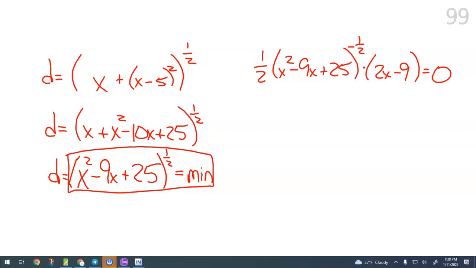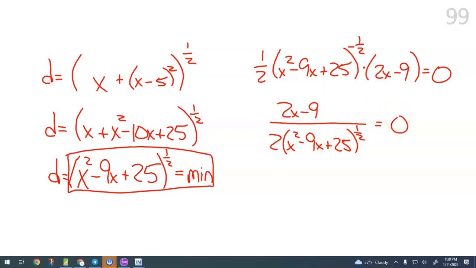If you rewrite it, on top you have 2x minus 9. On the bottom you have 2 times this stuff to the 1/2 power. But if a fraction is going to equal 0, all we need is for the top to equal 0. Because what's 0 divided by anything? 0. So this part doesn't even matter, because if the top part's 0, the whole thing's 0. That just kills all the scary part. So your job is to solve 2x minus 9 equals 0, which will give you 4.5.